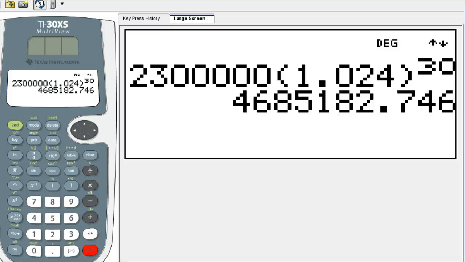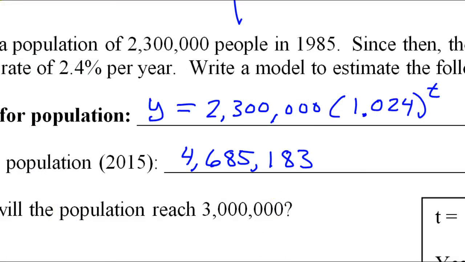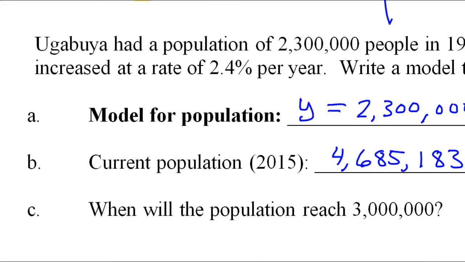So, alright, let's be careful about the decimals here. So we have 1, 2, 3. Alright, so we're talking about 4 million. Let's round this to the nearest person. Okay, so this will be rounded up to a 3, because that's a 7. So it's 4,685,183. Okay, so that's the answer to part B.